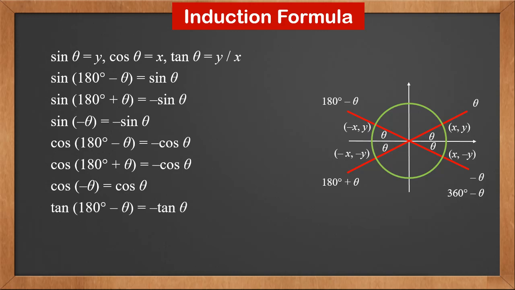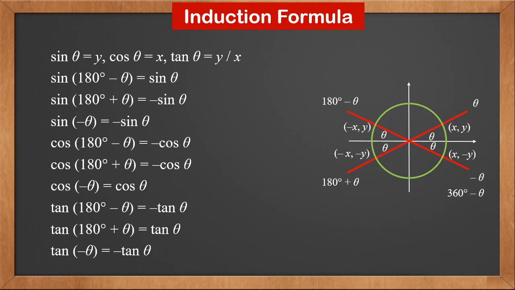Tangent 180 degrees minus theta is y over minus x. So it's equal to minus tangent theta. Tangent 180 degrees plus theta is minus y over minus x. So it's equal to tangent theta. Tangent minus theta is minus y over x. So it's equal to minus tangent theta.